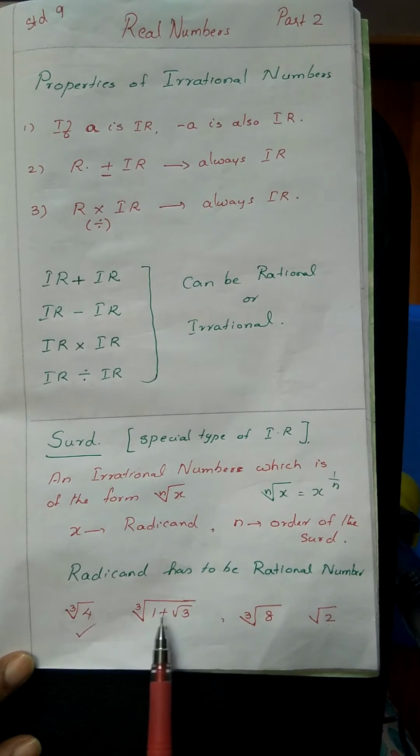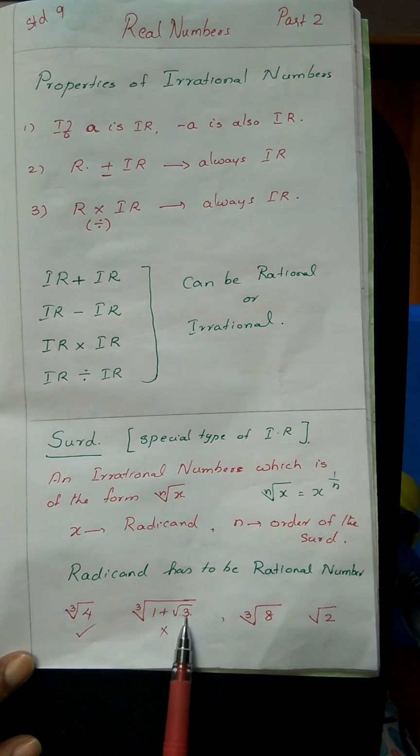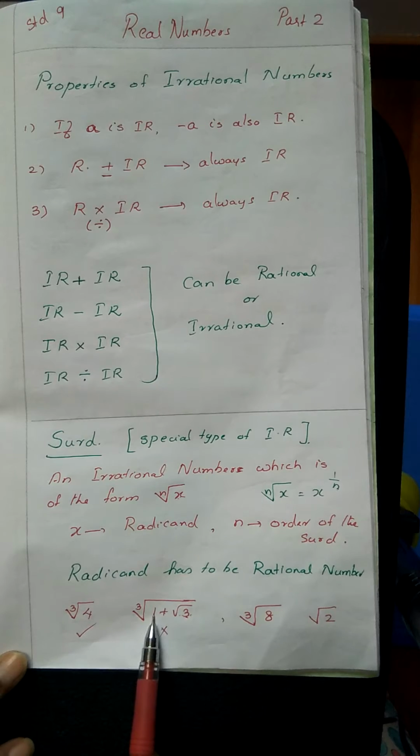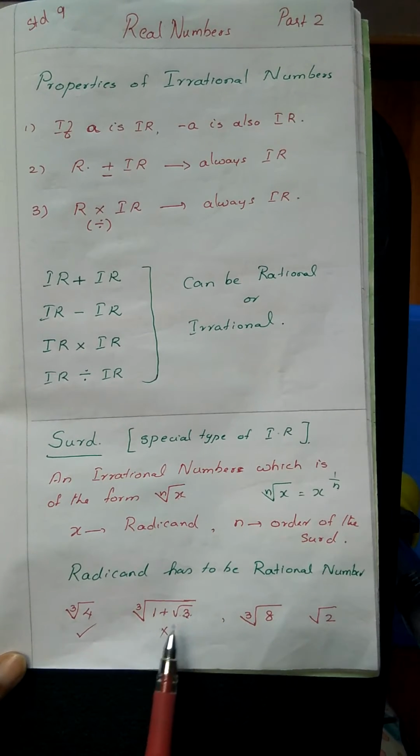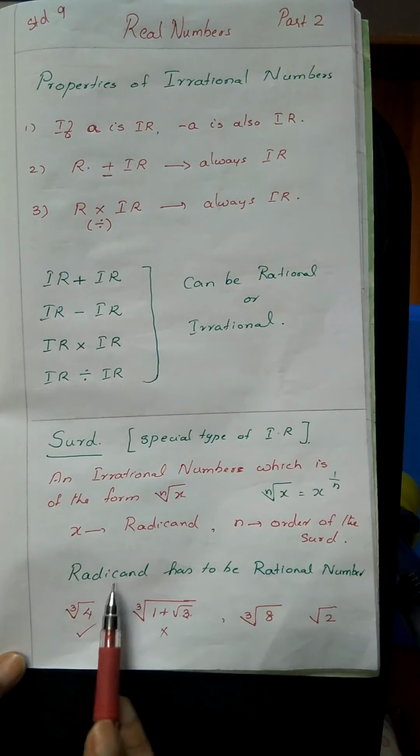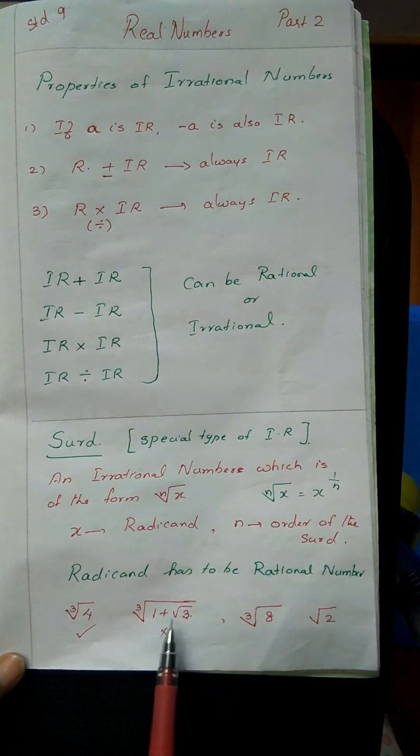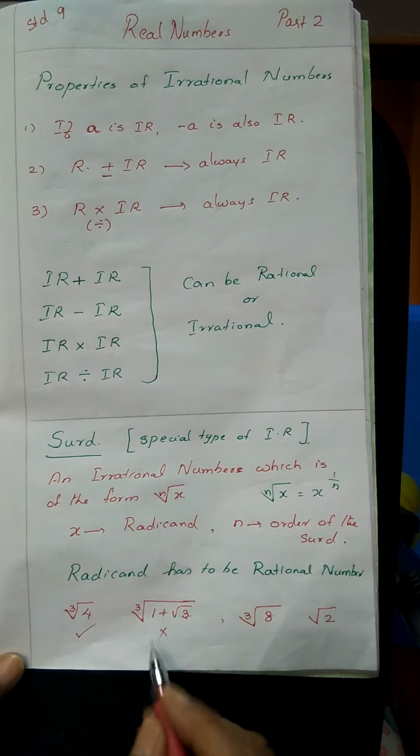Here, if you see cube root of 1 plus root 3, root 3 is an irrational number and 1 is a rational number. You are adding a rational number with an irrational number, so it is an irrational number. So this condition is not satisfied, so it is not a surd.